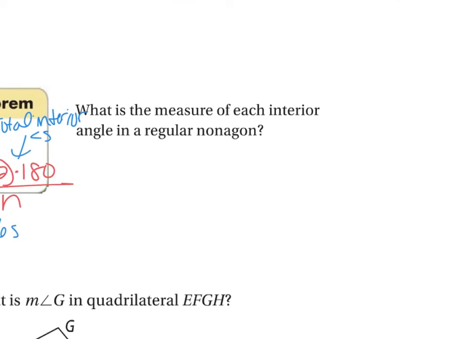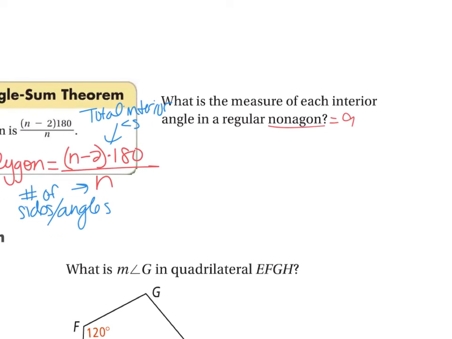Okay, so here's our problem. Find the measure of each interior angle in a regular nonagon. So how many sides does a nonagon have? A nonagon is 9. All right, so how we're going to do this is you're going to set up your formula, which was over here. And it is regular, so we can use this formula. It says regular. So it's going to be 9 minus 2 times 180, all divided by n, which is your number of sides, so 9.